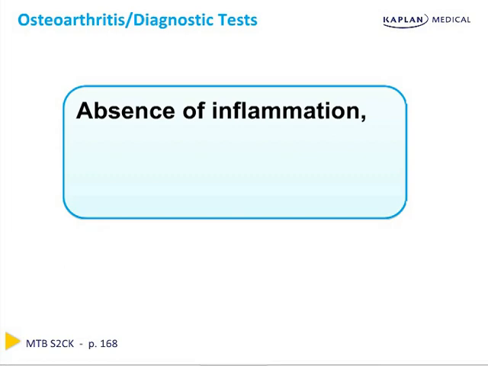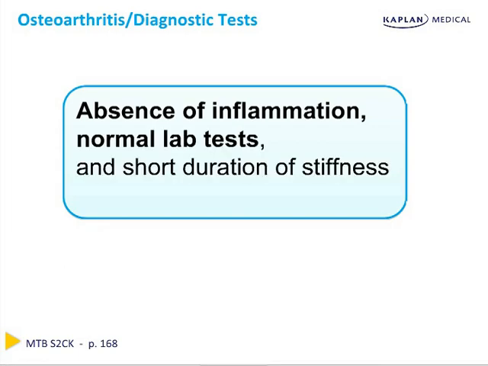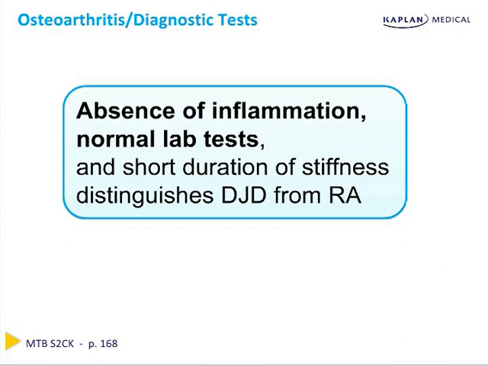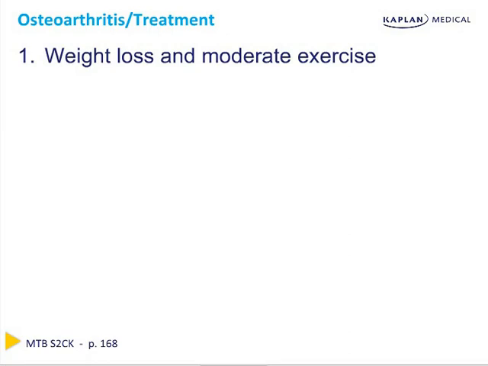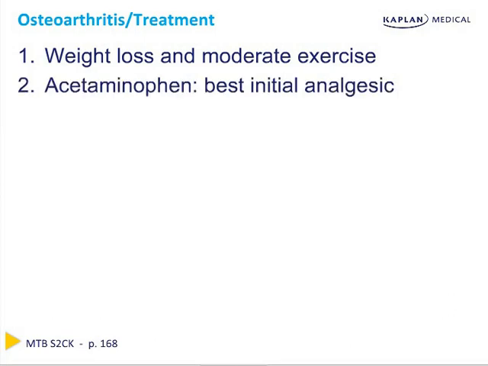The absence of inflammation, normal lab tests, and the short duration of stiffness distinguishes osteoarthritis from rheumatoid arthritis. Weight loss and moderate exercise are recommended for people with osteoarthritis. Hydrotherapy, especially swimming, has been shown to be beneficial. Acetaminophen is the best initial analgesic.